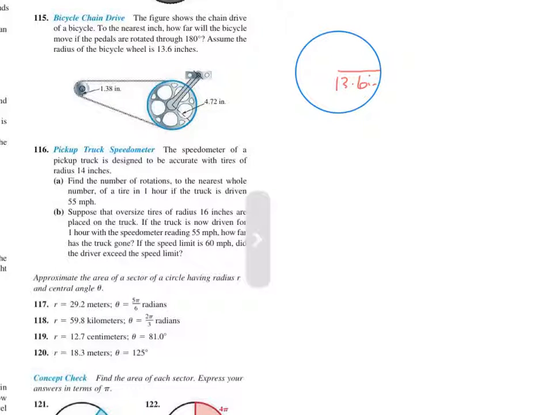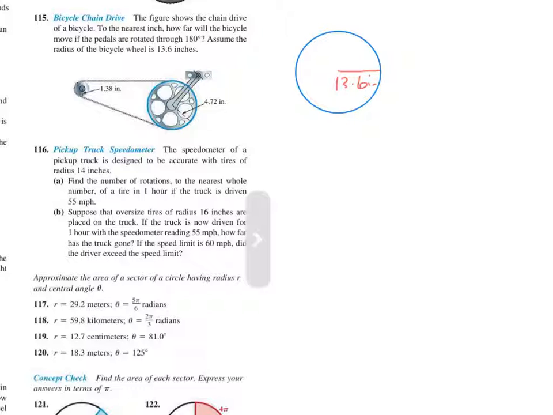Okay, as we look to set up problem 115, this has a lot going on in it. We're pedaling the pedal, which we all experience riding a bike. The pedal is attached to a spoked wheel that has a radius of 4.72 inches. That drives the back wheel with a radius of 1.38 inches. And then that gear on the back is attached to the tire of the bike, which has a 13.6 inch radius.